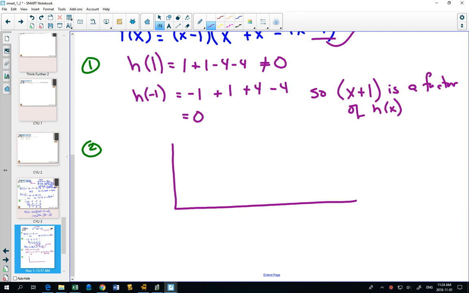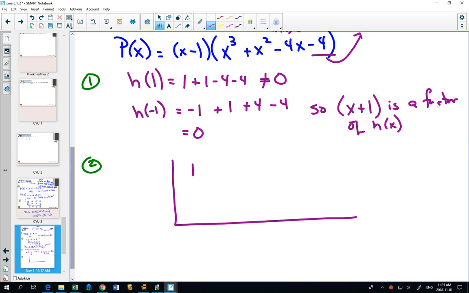Synthetic division for the purple, for h of x. Somewhere I put down my pen. Oh well, we'll find it. So h of x was 1x cubed, 1x squared, minus 4x minus 4. We're dividing by x plus 1 because it's a factor, so minus 1 would go to the front. Bring the 1 down, multiply, add, multiply, add, multiply, add. Sure enough, we get 0 as a remainder.